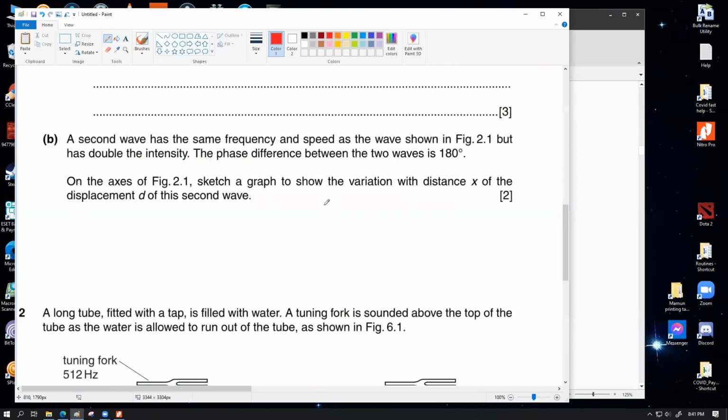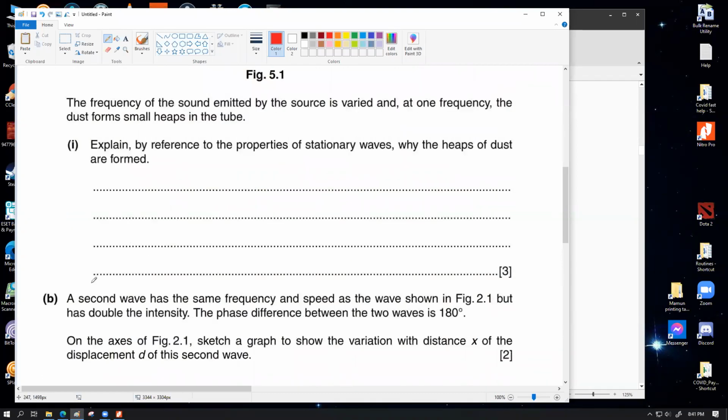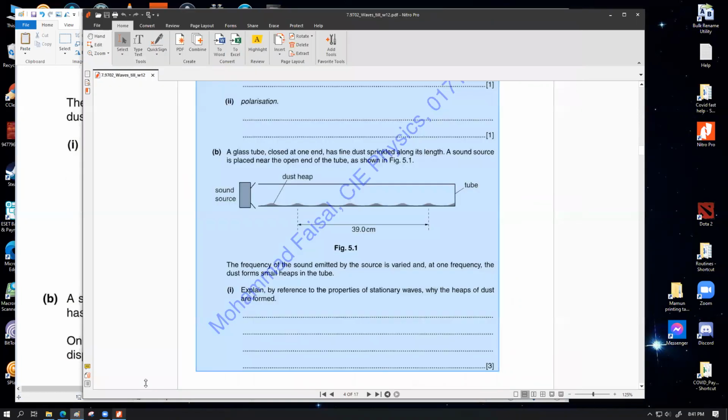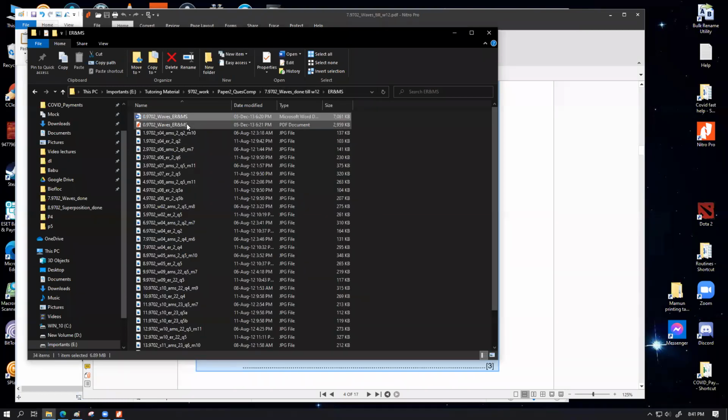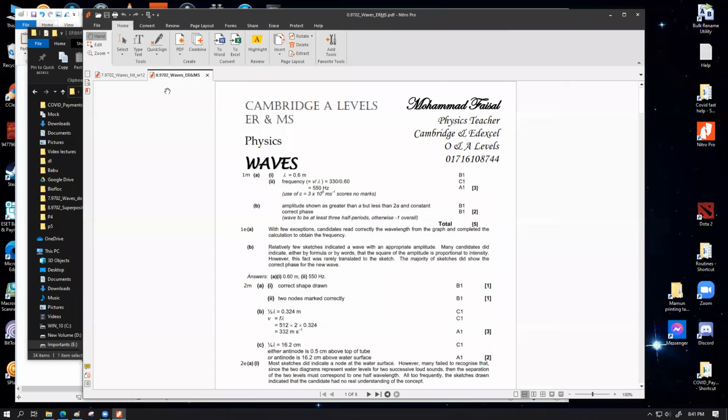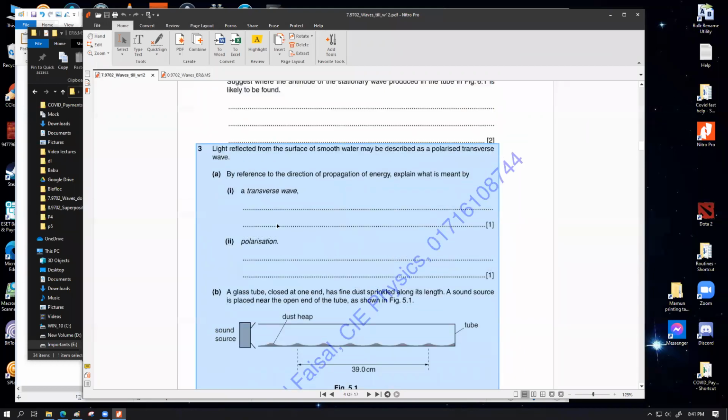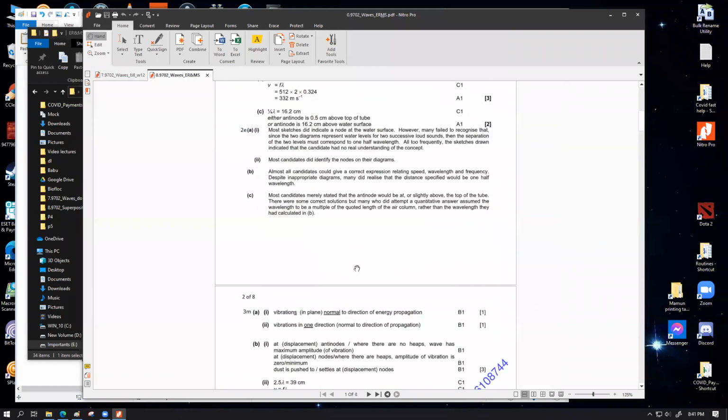Before we go for the next question, I'd like to see how the examiners actually explain this question. I did not open the examiner's report mark scheme, so let's have a look at that so that we can have a better idea of how they expect it. This is question number 3B. So let's have a look at that.